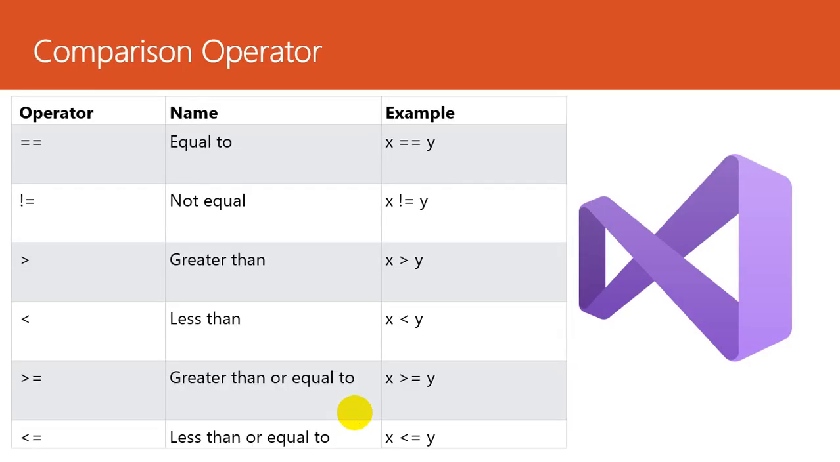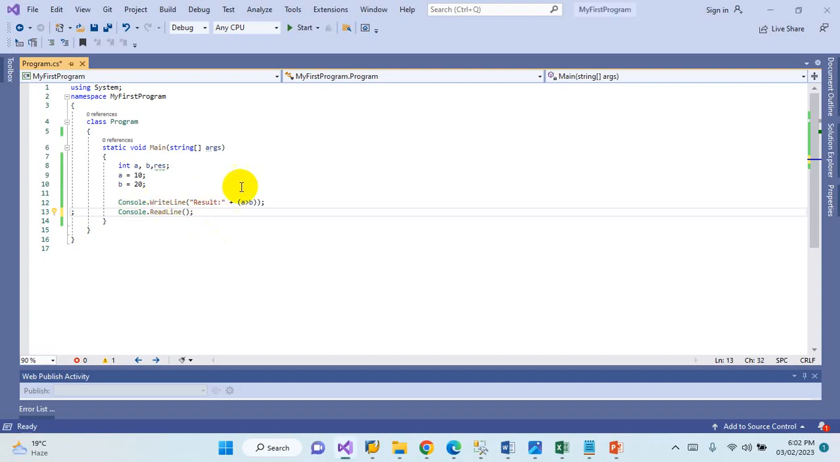Okay, next are comparison operators. Comparison operators are used for comparing two values, whether they are equal, not equal, greater than, less than, greater than or equal, or less than or equal. Let's see it in an example. Let's take an example. A stores 10, B stores 20. Let's compare them. Just write it in parentheses.